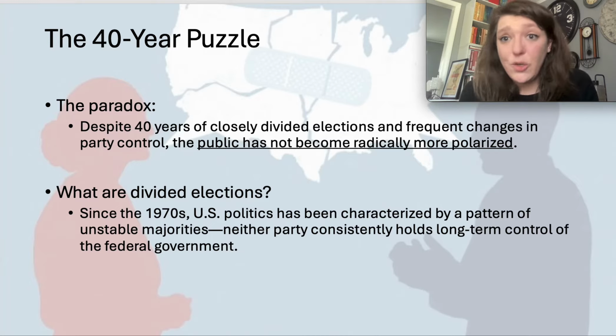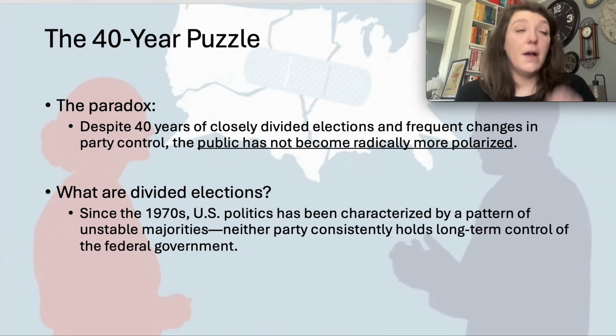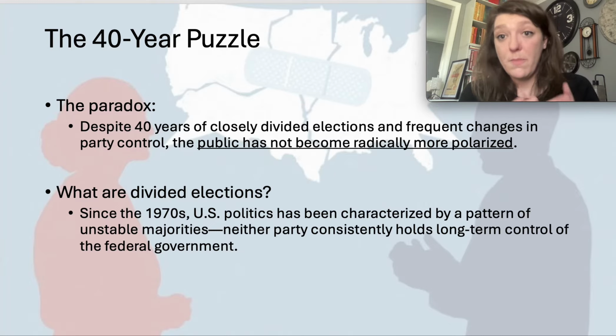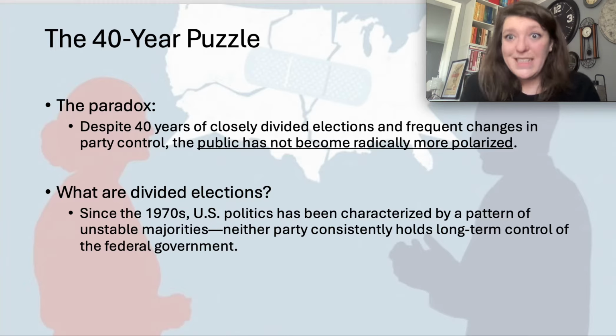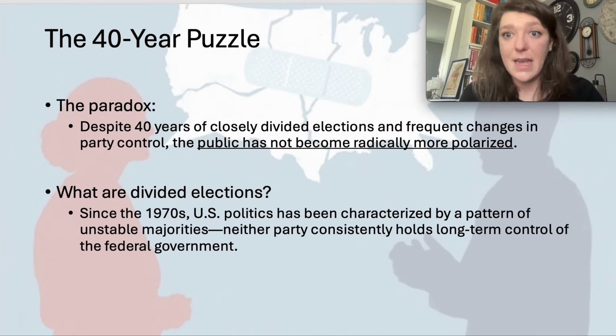So what do we mean by 40 years of closely divided elections? Well, since the 1970s, US politics has been characterized by a pattern of unstable majorities, meaning neither party consistently holds long-term control of the federal government. A stable majority is when the presidency and both houses of the legislature are held by one party. So unstable majorities, the title of the book, is about the fact that recently we have not seen that. And I have lots of fun information about it on the next slide.